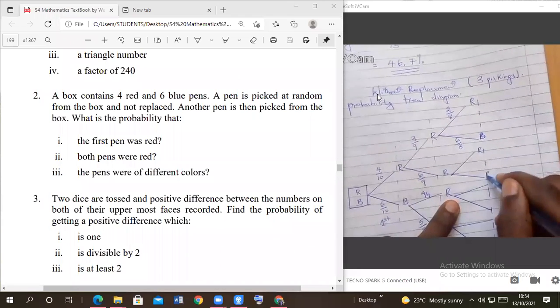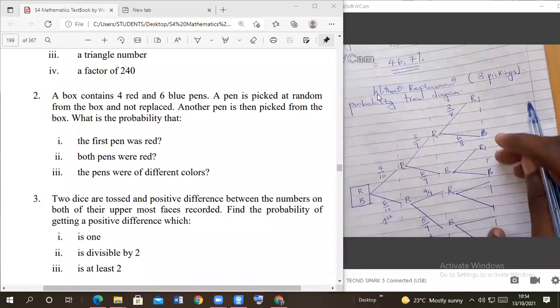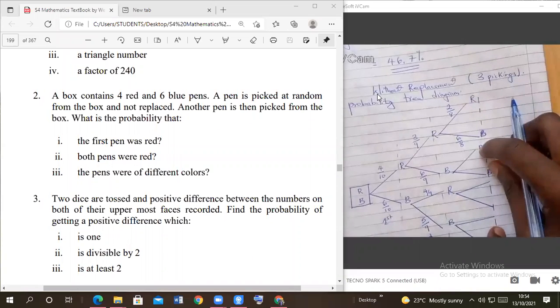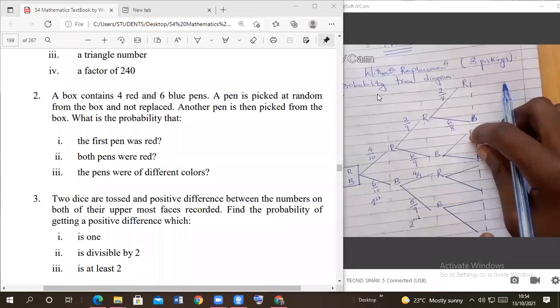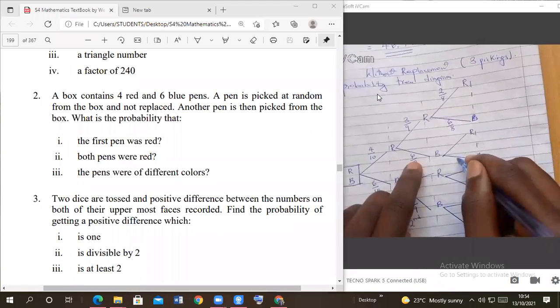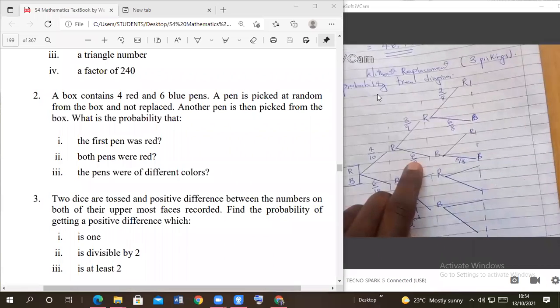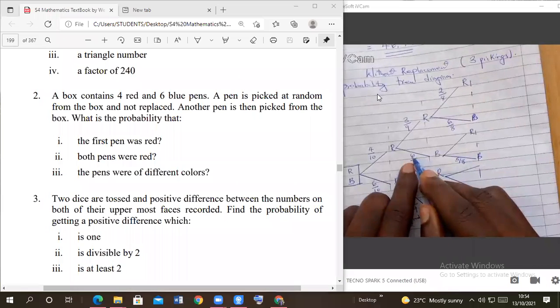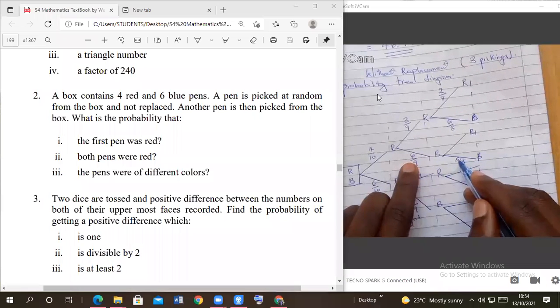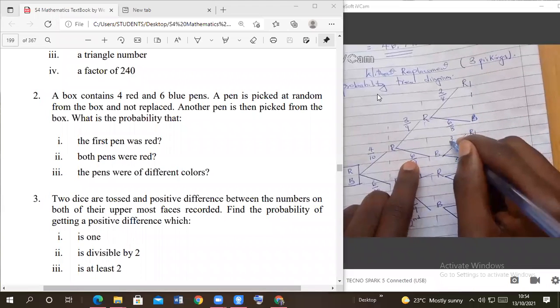Red, blue. So here we assume we pick red. Now here we'll assume that I'll pick blue. If you pick blue, which means blue will be 5 out of 8, because here it was 6, and this time we reduce to 5. I did not pick red, which means red will remain 3 out of 8.